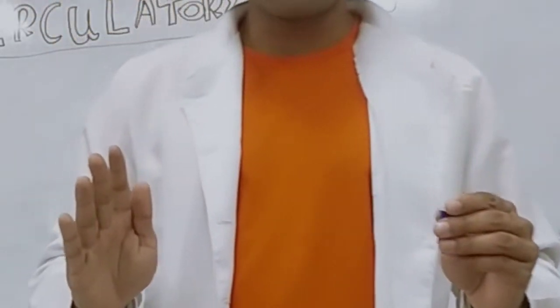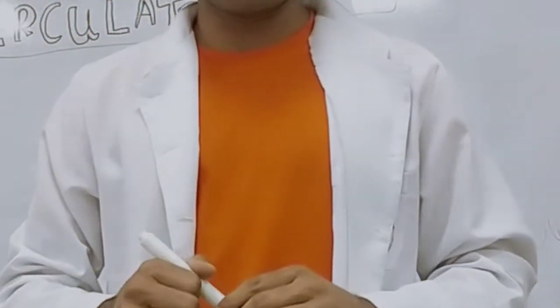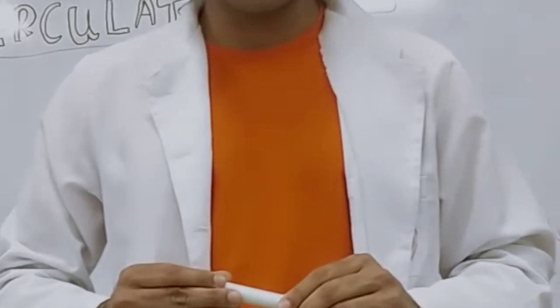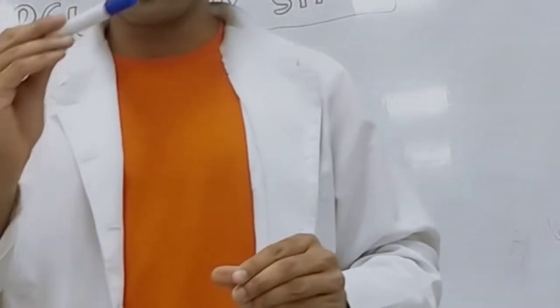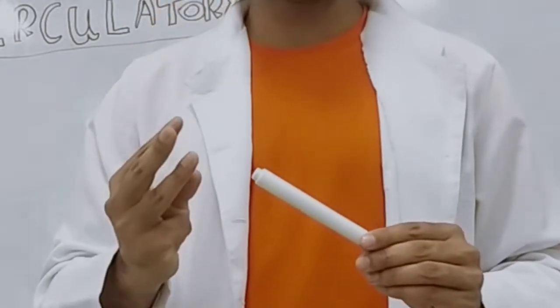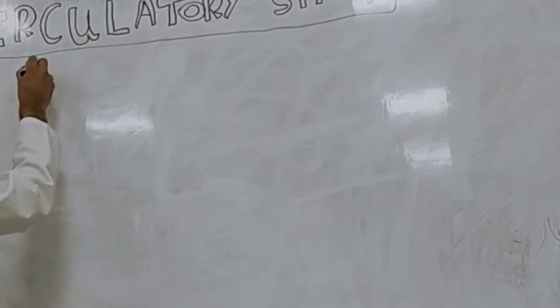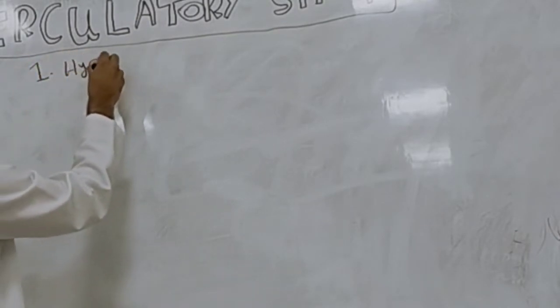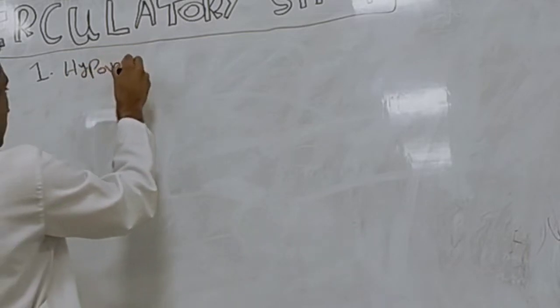So talking about the classification of the circulatory shock, we have three types of classification. We have the hypovolemic shock, we have the cardiogenic shock, and then we have the distributive shock. We will discuss these three classifications in detail. Let's see. First of all, number one, we have the hypovolemic shock.